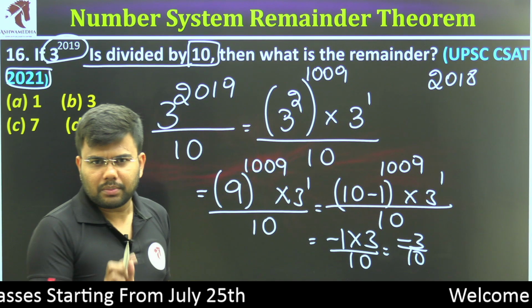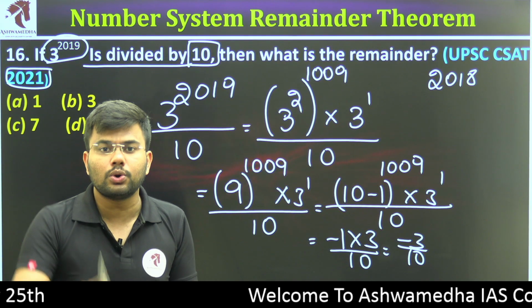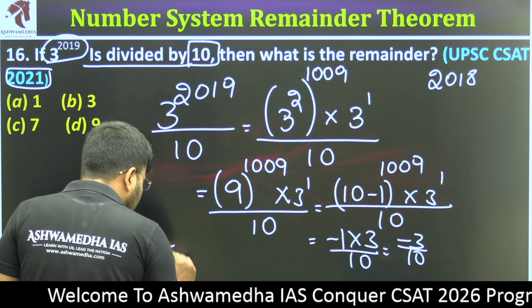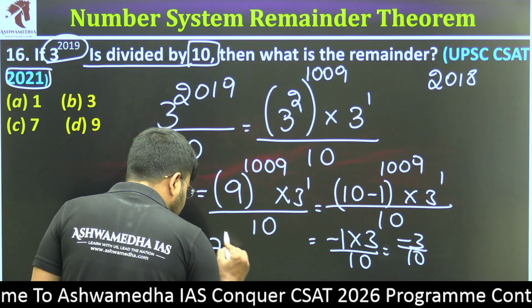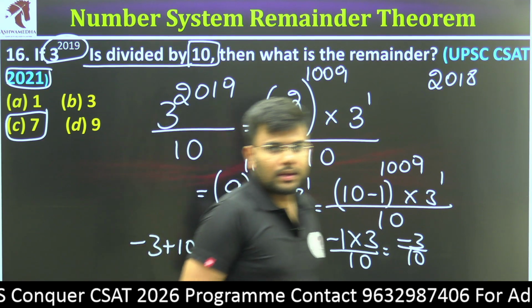Can there be a negative remainder? No, there can't be a negative remainder. If you get a negative remainder, what you are supposed to do? You are supposed to add the divisor. That is minus 3 plus 10, which is equal to plus 7 is the remainder. That is option C would be the correct answer. I think you have got it.